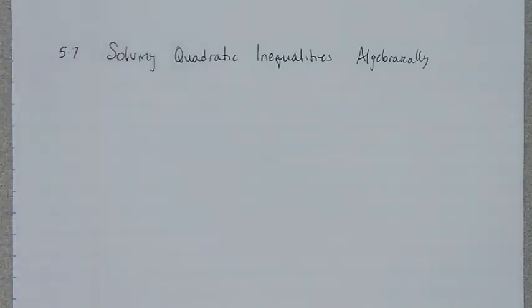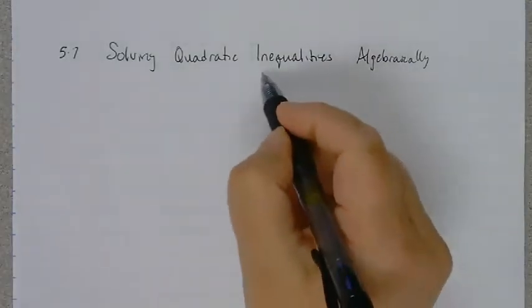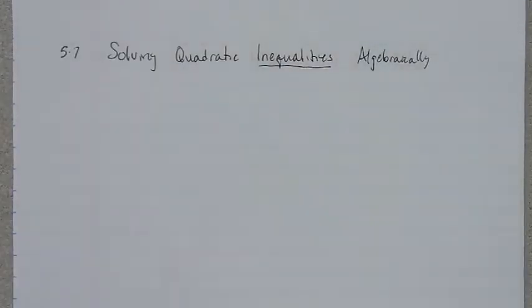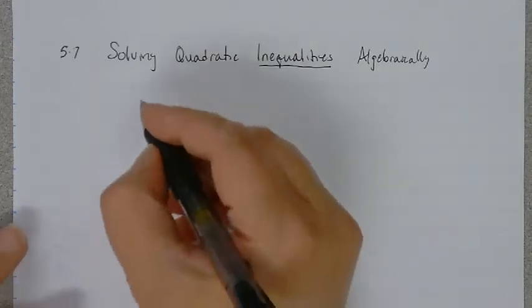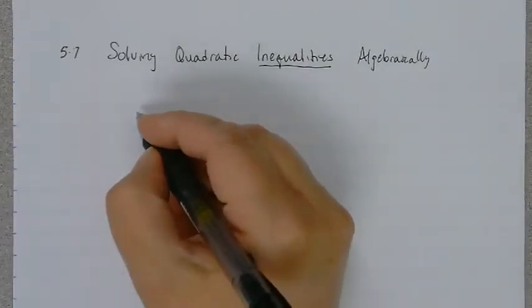The last section in this unit still deals with quadratics. The whole unit's been quadratics, but this is going to be specifically about quadratic inequalities. So instead of an equal sign, we're going to have a less than or greater than symbol. So let's start with this problem.